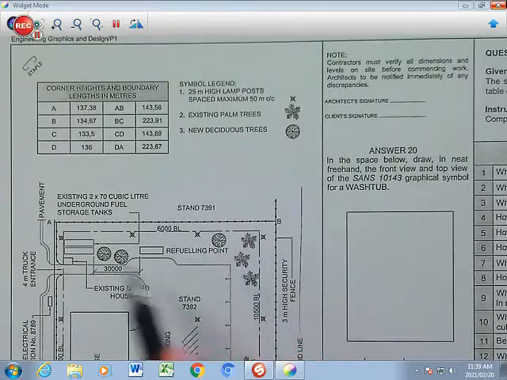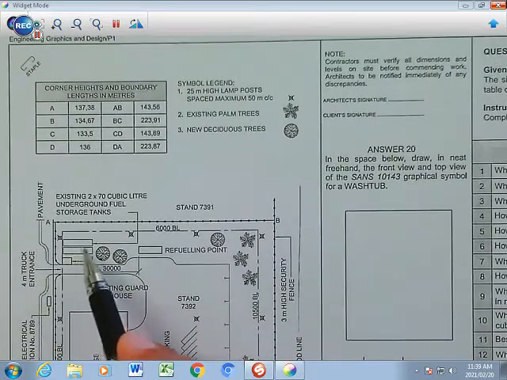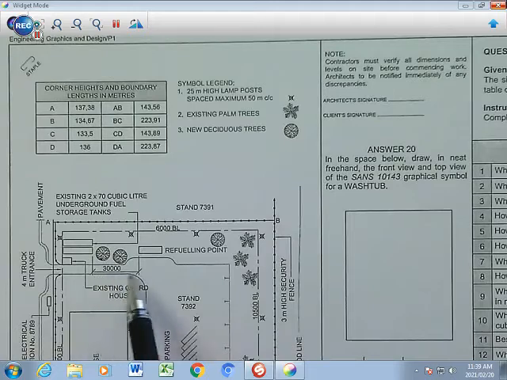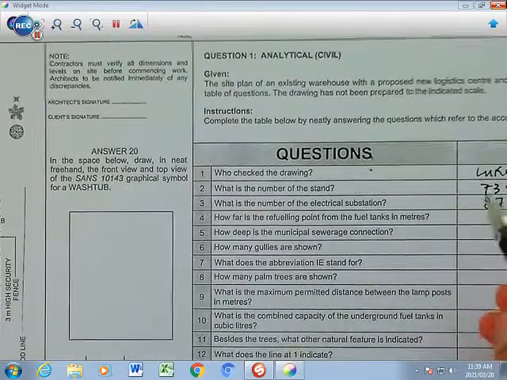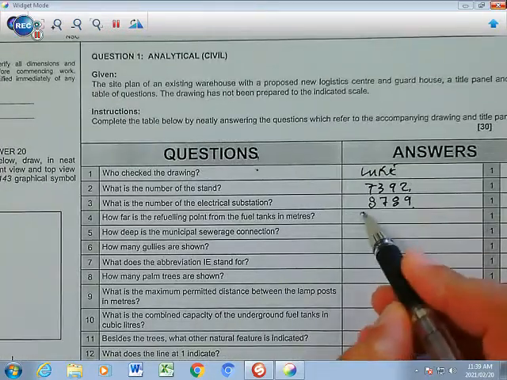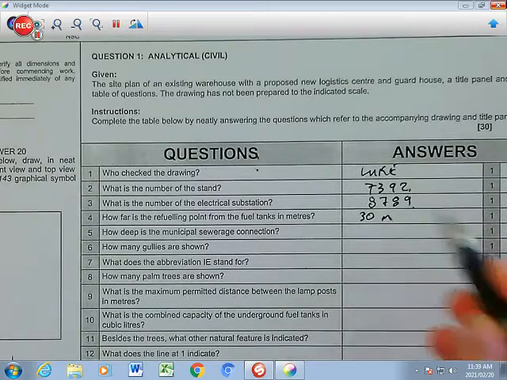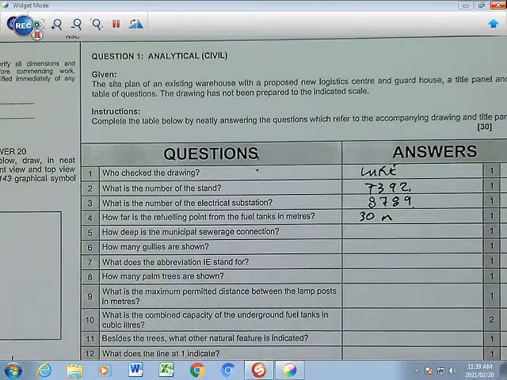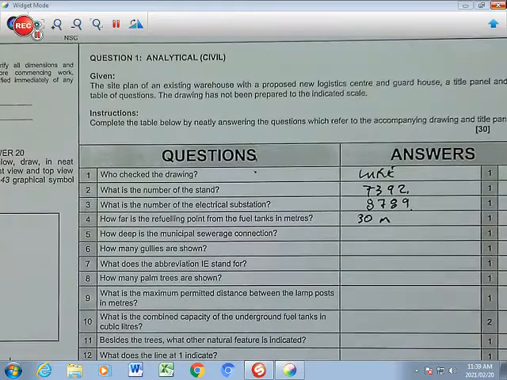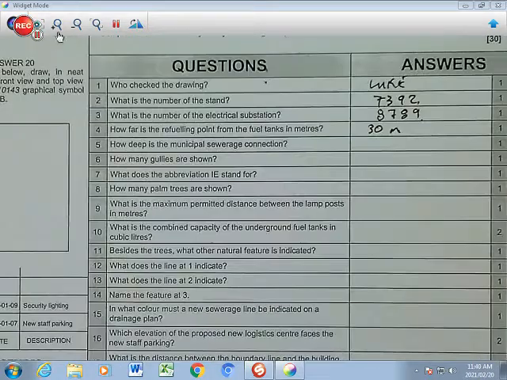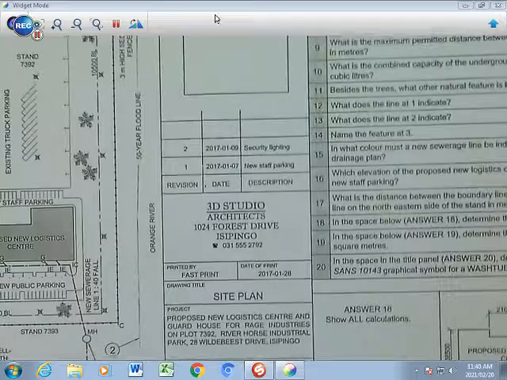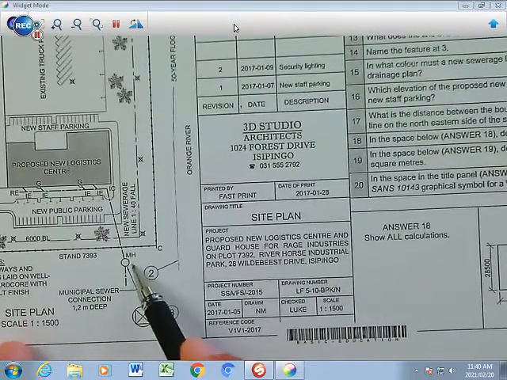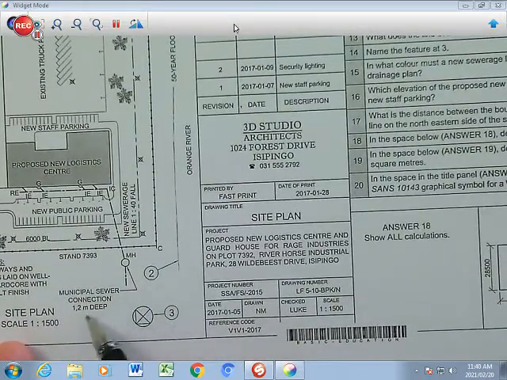There's the refueling point. There would the refueling tanks be, and there's a distance here which is 30,000, and that could be written in meters as they requested, and it's going to be either 30 as is or 30 meters, 30 m. Okay. How deep is the municipal sewer connection? So we're going to find that quickly. So we are moving right down here. There is the MH, and that tells you that the sewer connection is 1.2 meters deep.